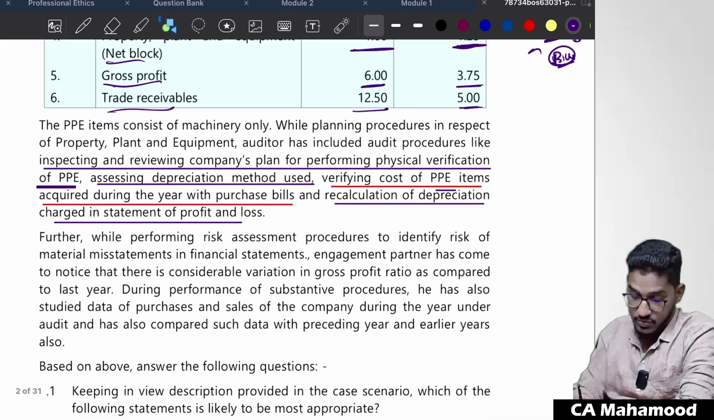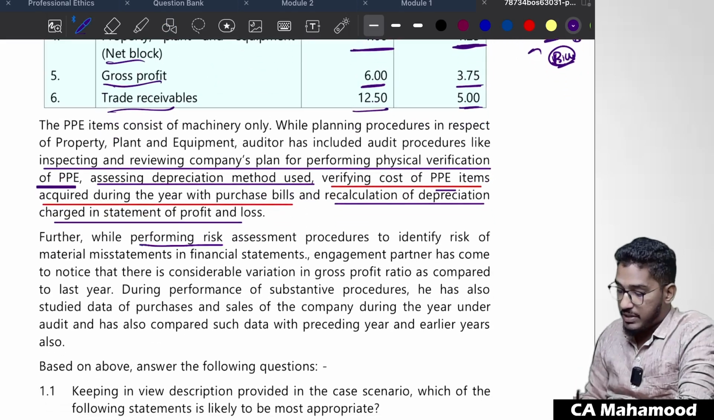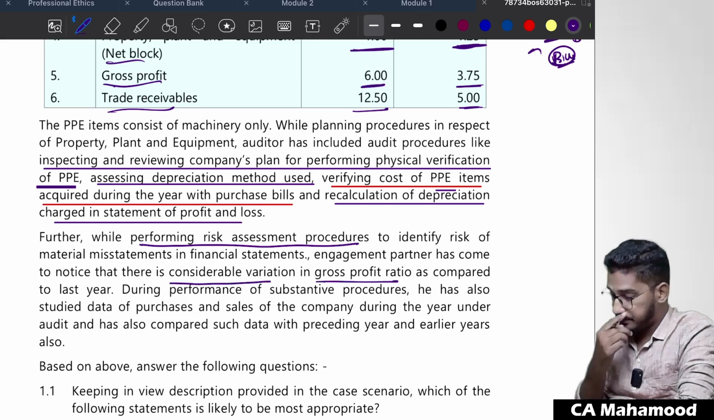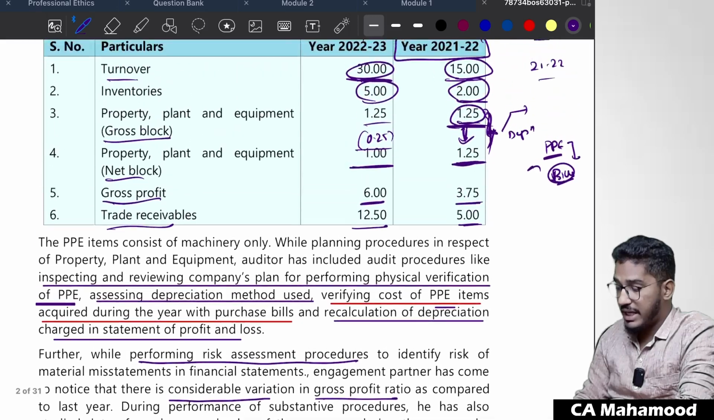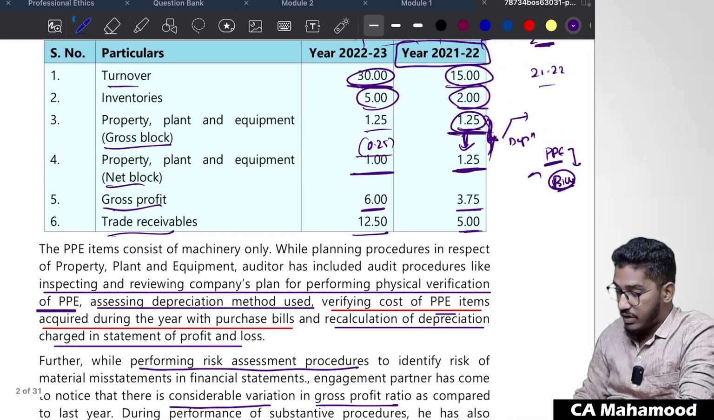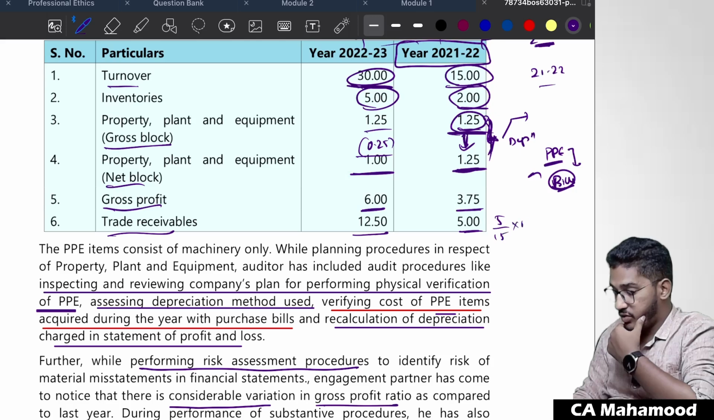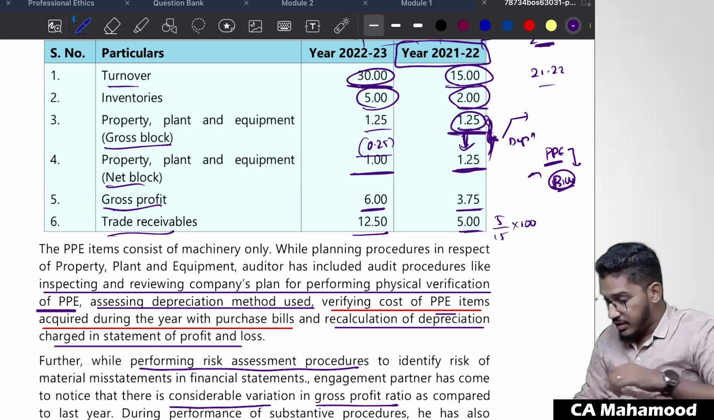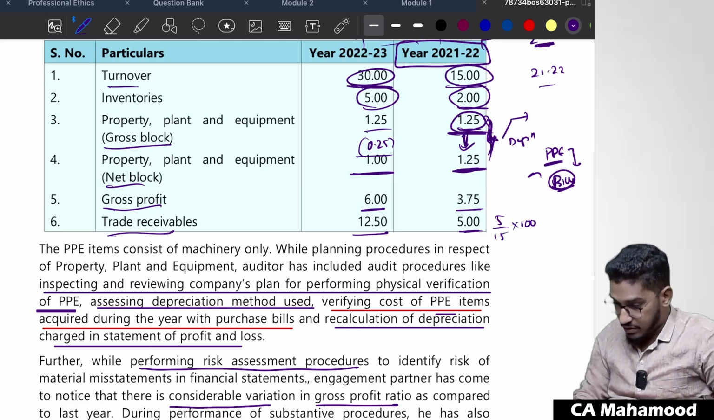Okay, fine. Next one. Further, while performing risk assessment procedures to identify the risk of material misstatement in the financial statements, the engagement partner has come to notice that there is a considerable variation in the gross profit ratio as compared to last year. So he calculated the gross profit ratio. So how to calculate gross profit ratio? Gross profit divided by turnover. So if you calculate this ratio, 5 divided by 15 into 100. So how much will it be? 5 divided by gross profit. Sorry, gross profit is not 5.